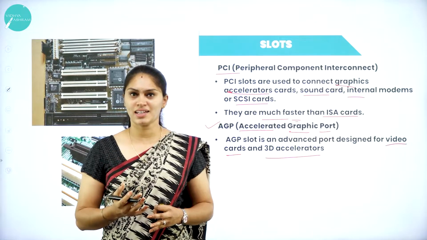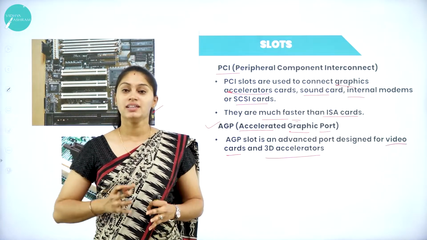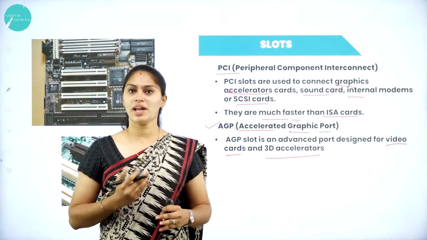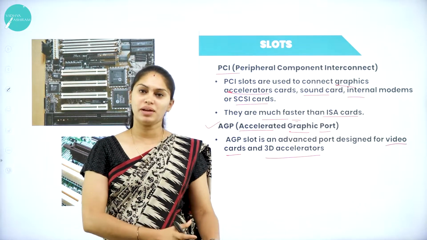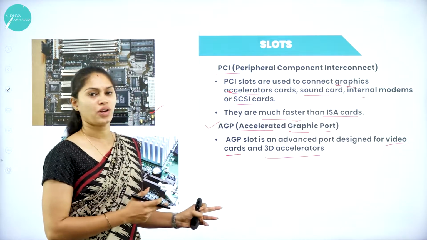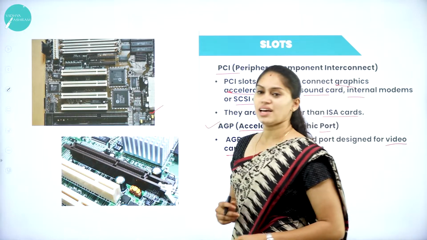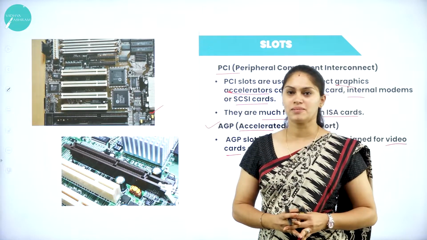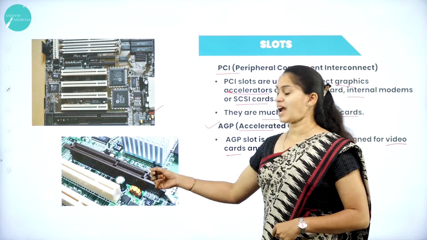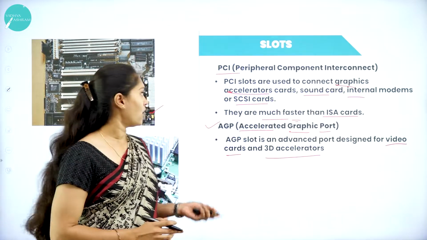So AGP slot is nothing but accelerated graphic port, right? That is mainly to improve the video quality, which will be used mainly in video games. For that kind of things, we are going to use these AGP slots. So here you can see the image of AGP slots. This is the PCI slot and this is the AGP slot. We'll move on to the next slot.